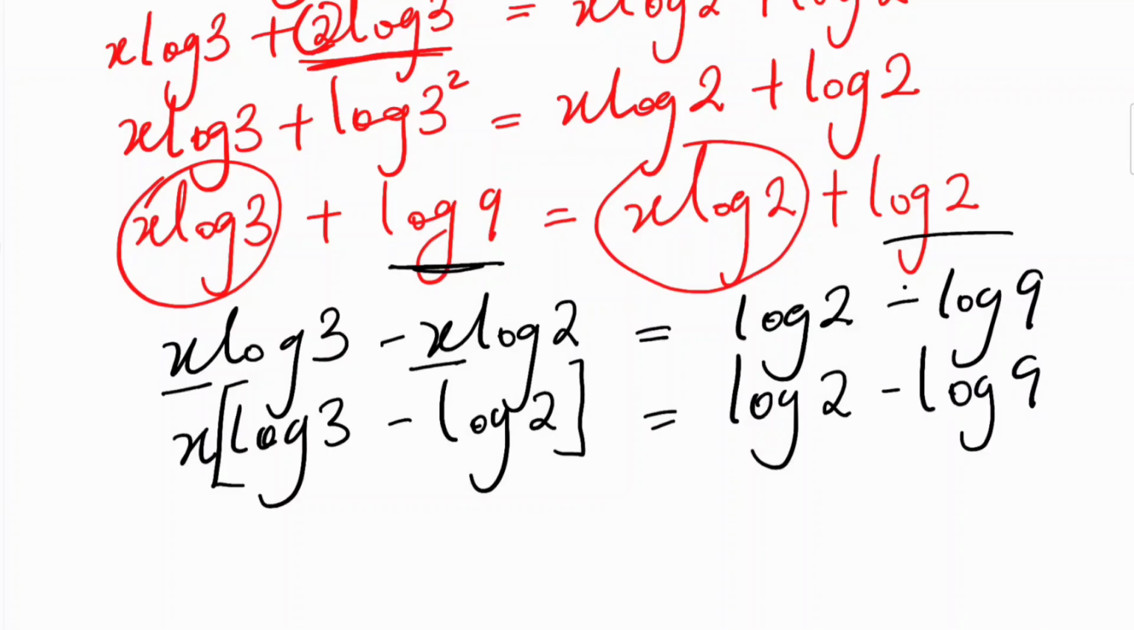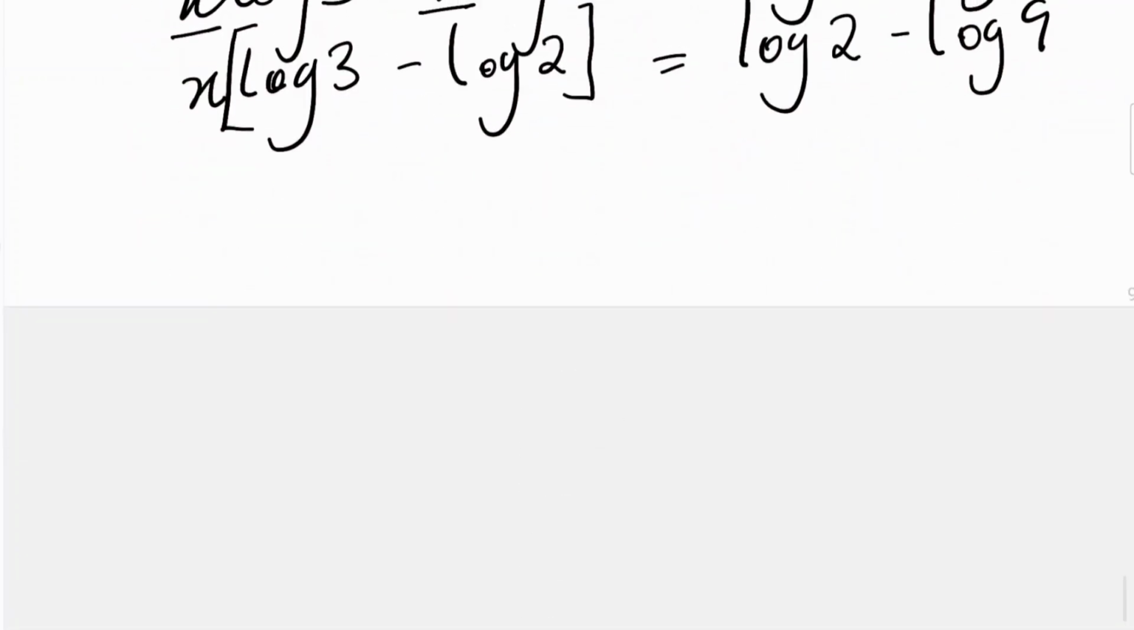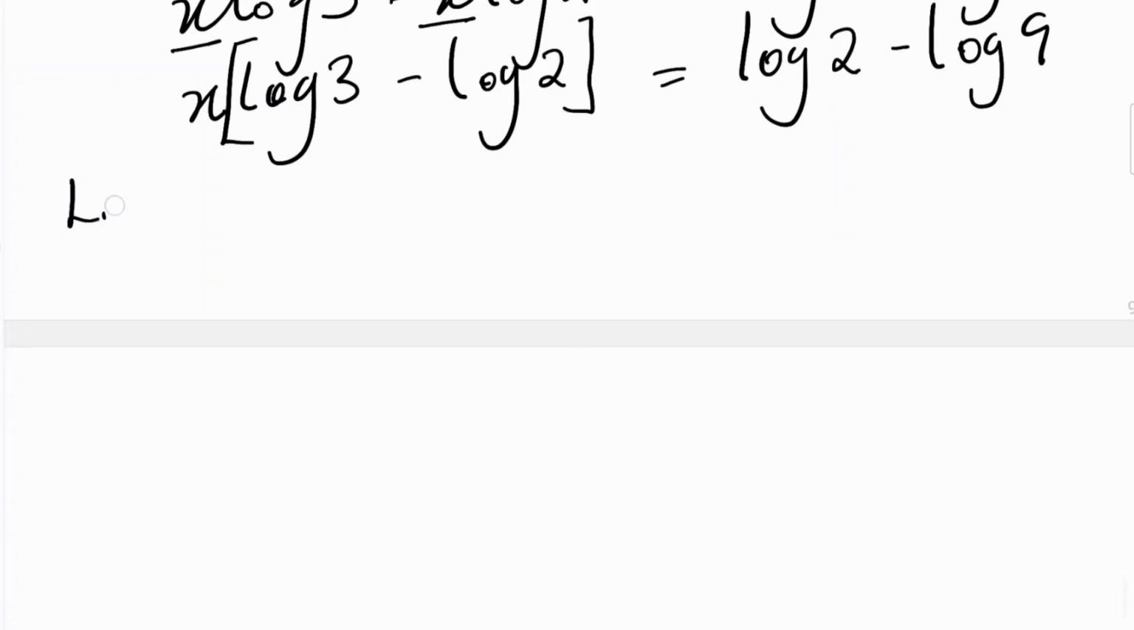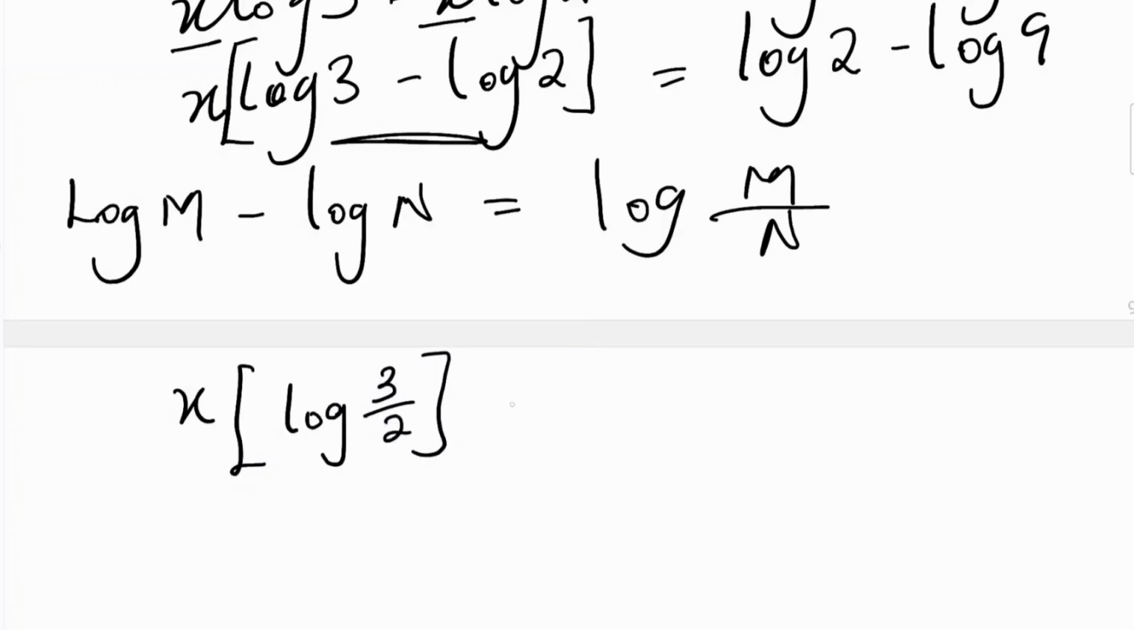Okay? So to do this is now very simple. Remember another law of logarithm, which says that when you have log m minus log n, that is the same thing as log m divided by n. That is, when you are subtracting logarithms of the same base, you can actually divide the numbers. So we are going to apply it in this middle term. And this will give you x into log 3 over 2 is equal to log 2 over 9.